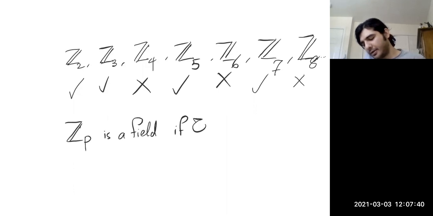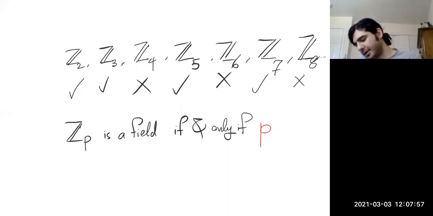if and only if. Can you guess? Looking at these numbers, you might be able to guess. P is prime. Yeah, that is correct. So I saw that in the comments too. Yeah, that's correct. P is prime.